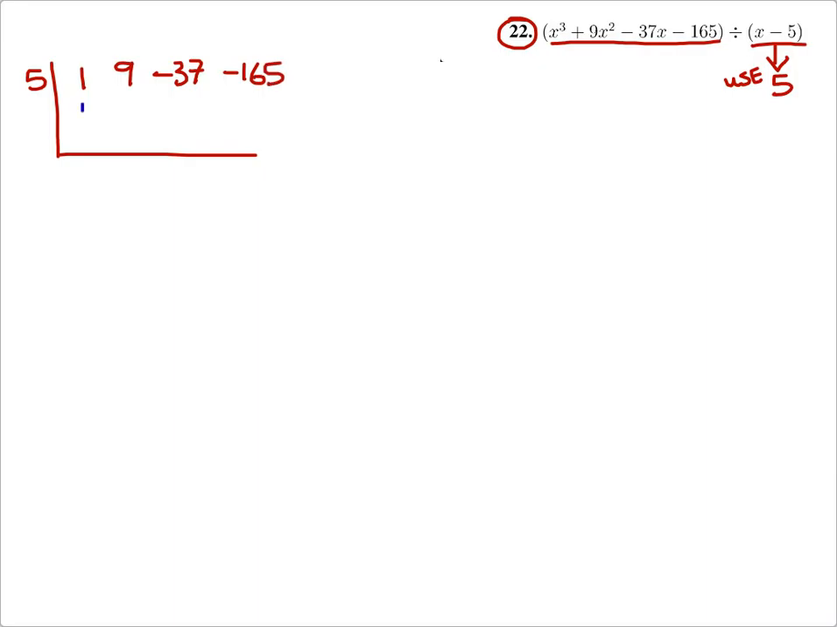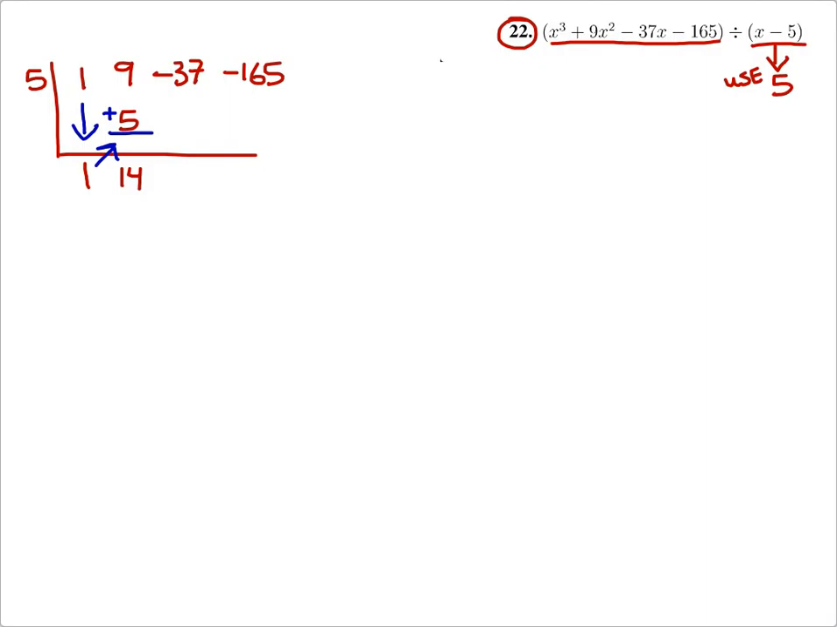First of all, the 1 drops down, so it's 1. Then, as it moves over to the next column, it's multiplied by 5. 1 times 5 is, well, it's 5. And then the 5 is added to the 9, and that's how we end up with 14.